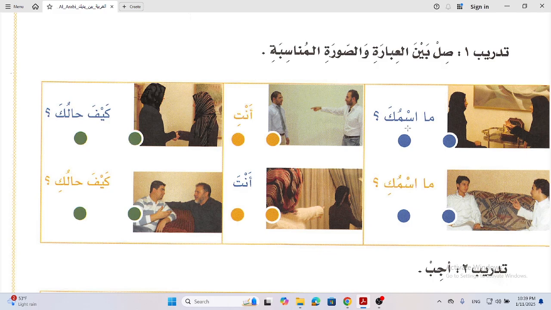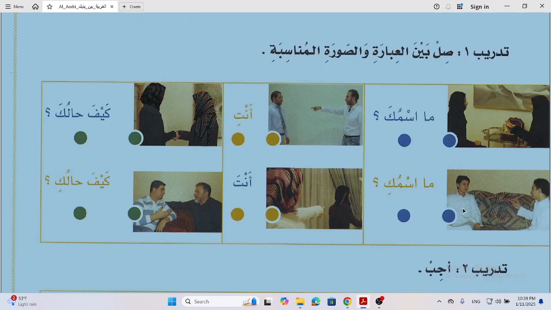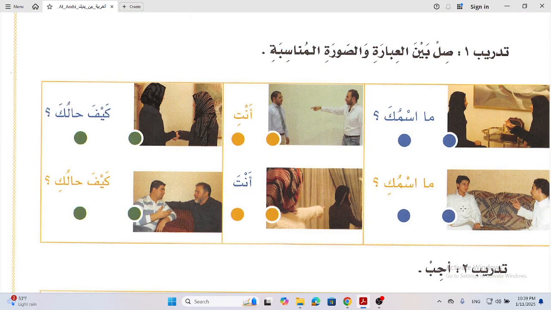Masmuka, what is your name? So you see there is a male Dhamir here. So we will connect it with the male picture like this one. And Masmuki means what is your name, and it is a female Dhamir here. So we will connect it to the female picture here, this one.